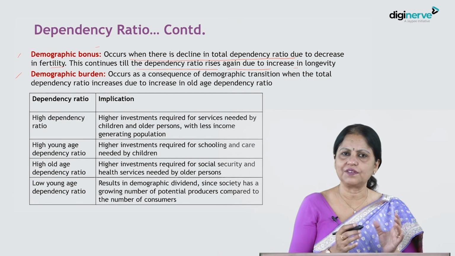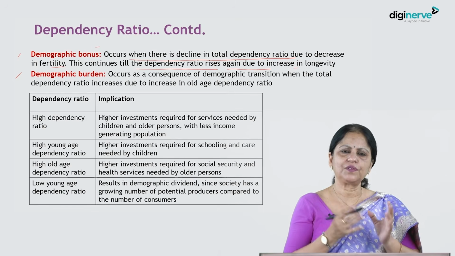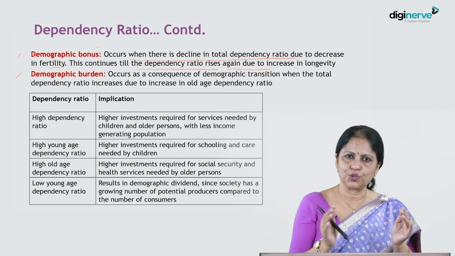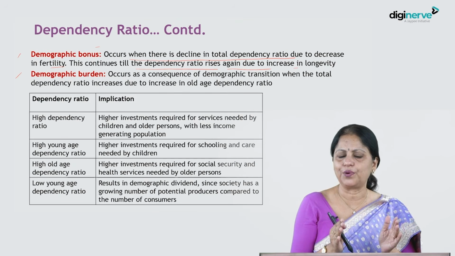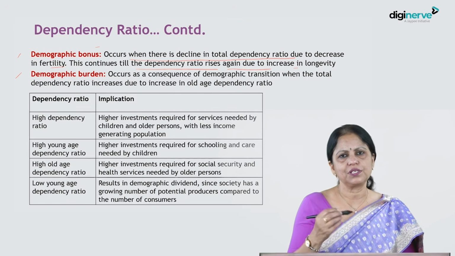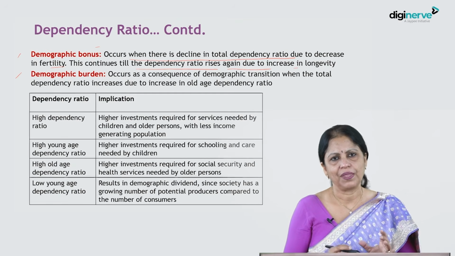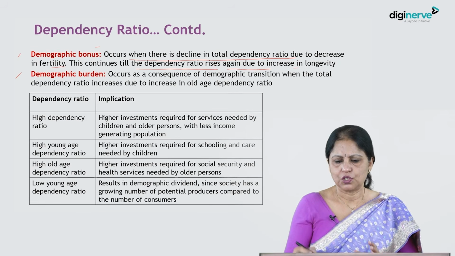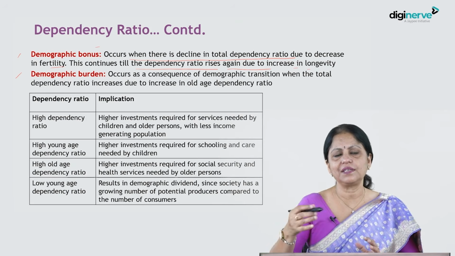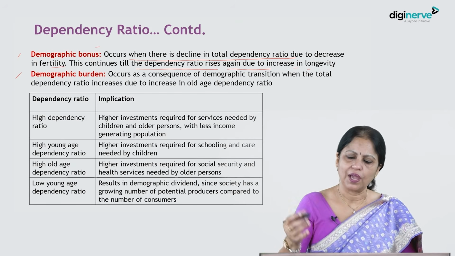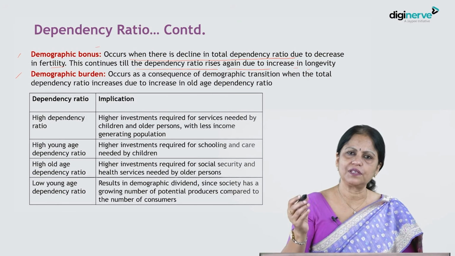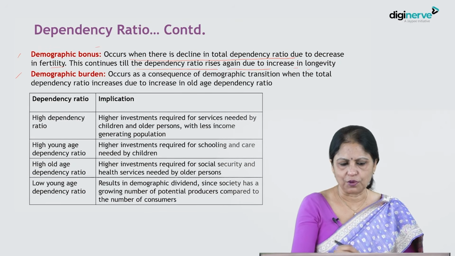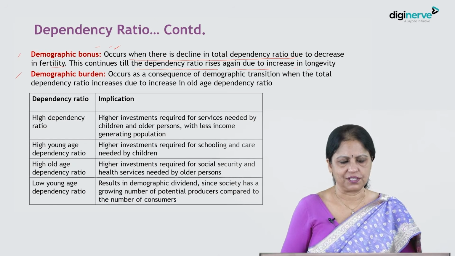So as fertility falls in a population, young people are fewer. I showed you the base becomes narrower. So that means the total dependency ratio decreases. But when aging occurs, longevity increases, then the elderly people survive more and the old age dependency ratio rises. So again this demographic bonus is obliterated.